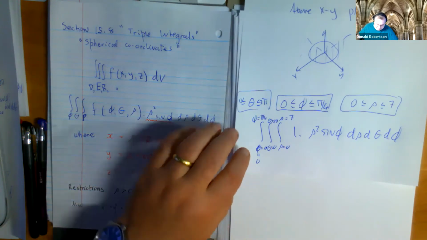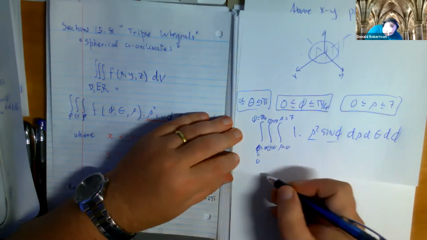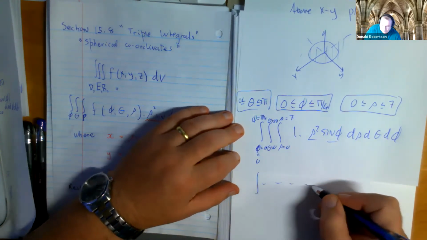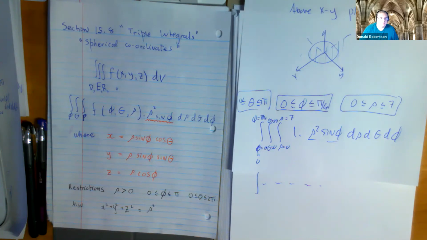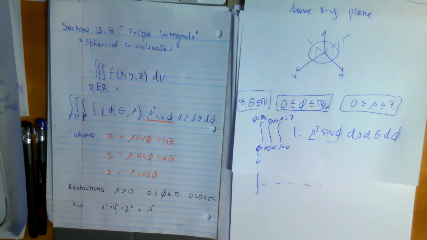And then I recognize variables separable, okay, and off you go and do the rest. Sorry, I didn't mean to unmute myself. No, are we good? Yeah, we're good. We're good.